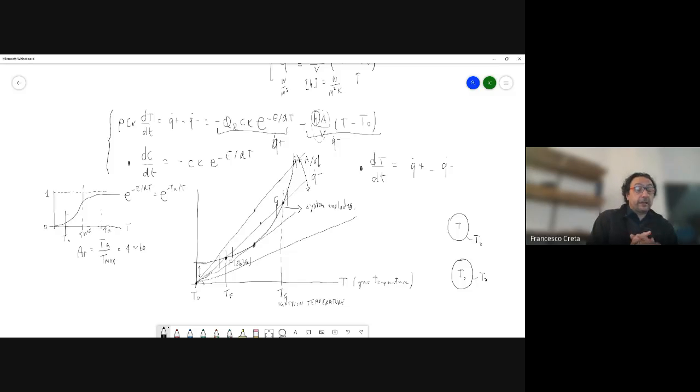So this phenomenon we can call self-ignition. So for this particular curve, you have self-ignition in the sense that for all the possible choices of temperature, you always have a thermal explosion.